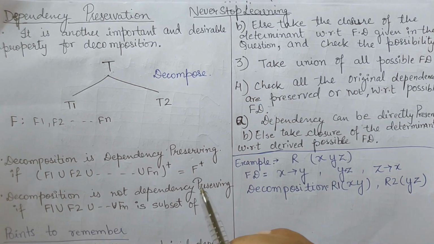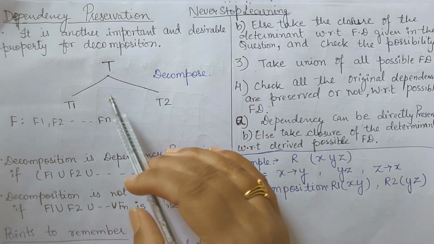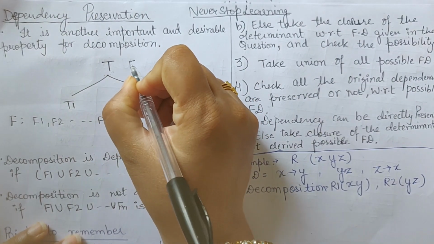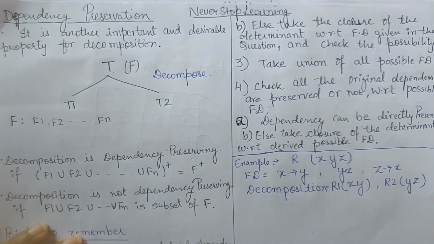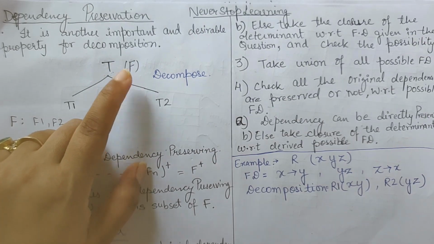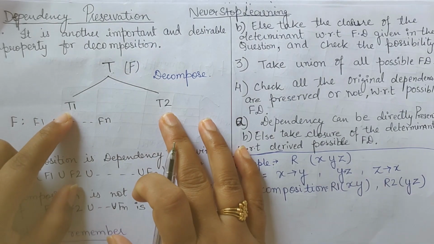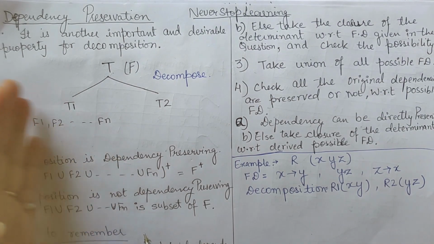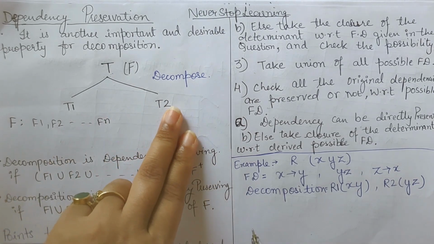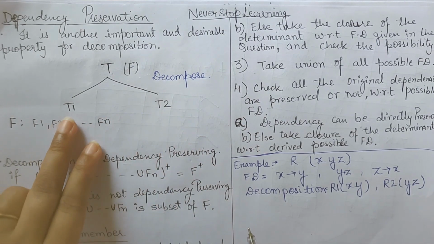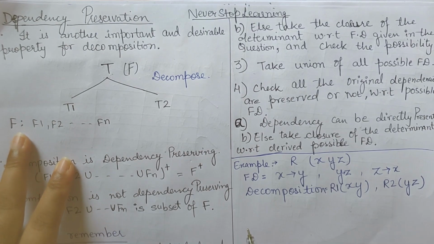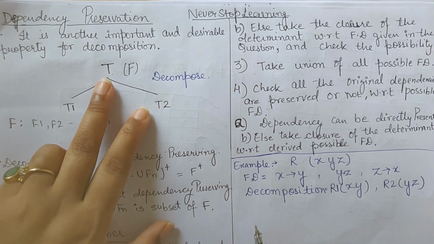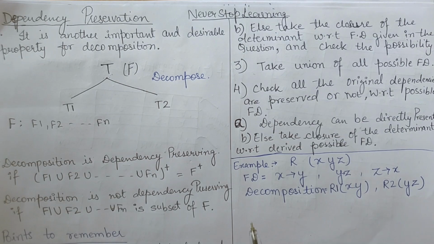Now, let F be the set of dependencies on our table T. I have a table T, and at this instance we have some functional dependencies, and I am denoting those functional dependencies as F. Now, when we decompose the table, these functional dependencies will also get decomposed. A few functional dependencies will go to table T1 and a few will go to table T2. So we assume that the functional dependencies also get decomposed into F1, F2 to Fn if I am decomposing this table into T1, T2 to Tn.